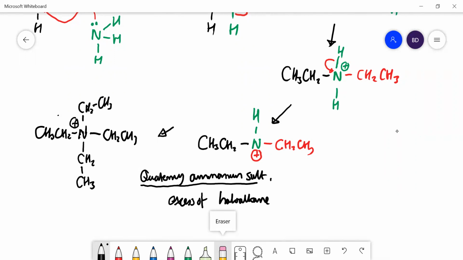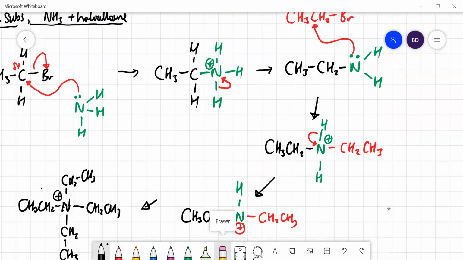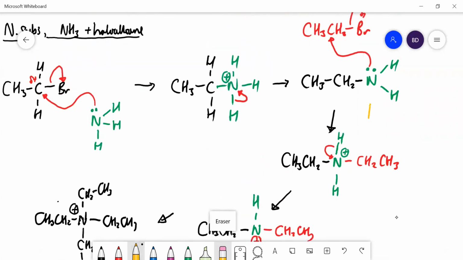If, on the other hand, you want the primary amine, you just want one substitution, you want to stop it at the primary amine here, you make sure that you've got an excess of ammonia. Right, that's all the mechanisms for AQA chemistry in one go. Bit of a rush, but there you are.